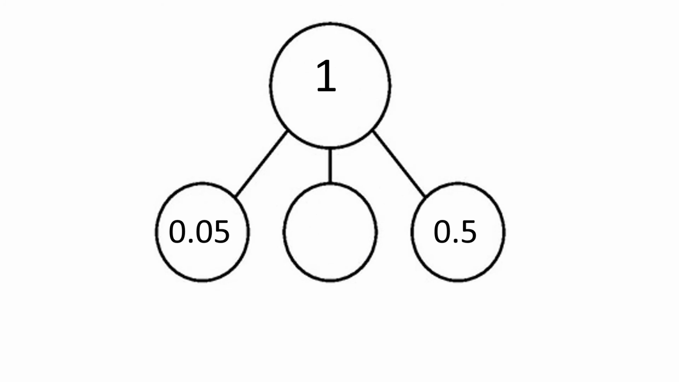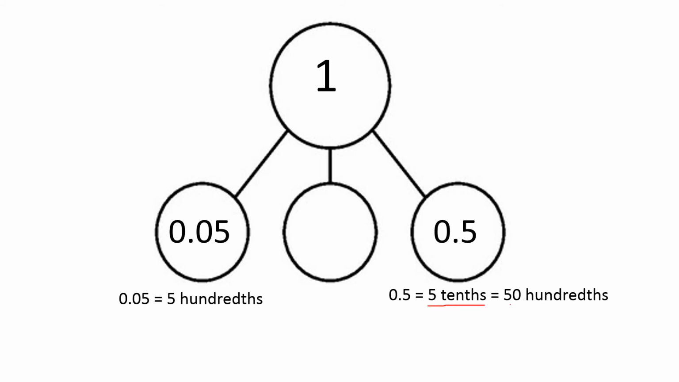Now over here we have our part-whole model again, and now we have 3 parts. So remember, part-whole model, it can have many parts. It doesn't need to be 2 parts. Can you read out these decimals? We have 0.05 and 0.5, and we have something missing over here. So as we know, 0.05 is 5/100. What would 0.5 be? It would be 5/10, and if you want to say that in hundredths, it would be 50 hundredths.